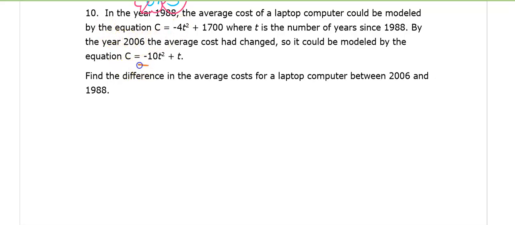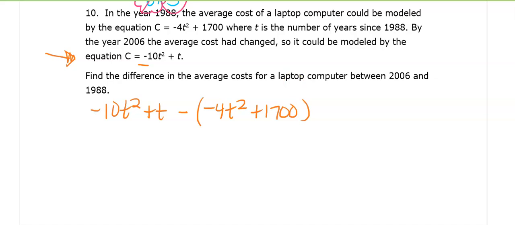We know that difference is subtract. Let's find the difference. So 2006 comes first, which is this one right here. So I'm going to do my negative 10t squared plus t minus, and I have to put it in parentheses, negative 4t squared plus 1,700. And I'm going to do this in a different color just so that we see it a little bit better. So when I do negative times a negative, that makes that 4t squared a positive, and it makes that 1,700 a negative.